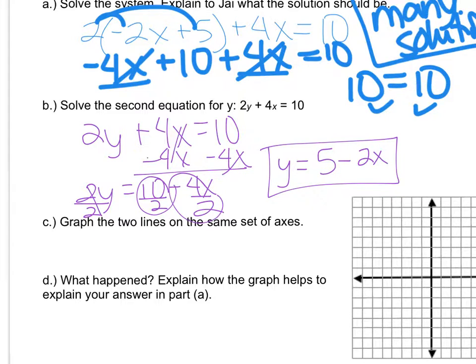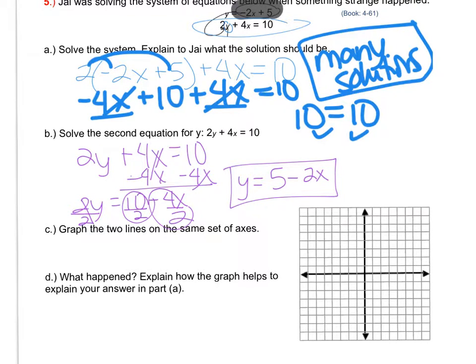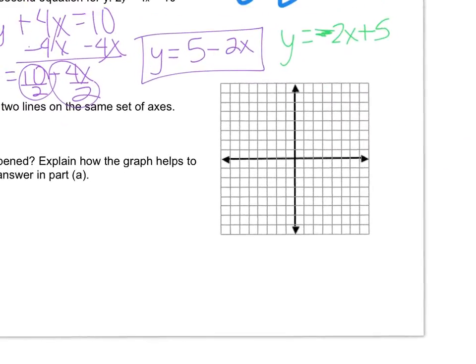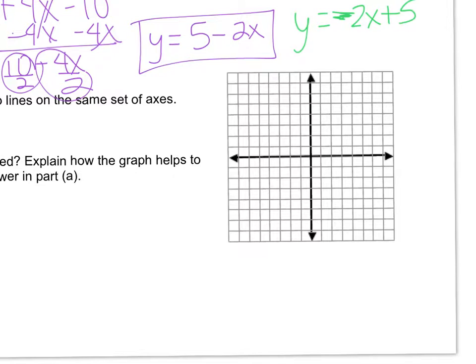So part C, we're going to graph the two lines on the same set of axes. If I take a look back at the top, I see that my first equation is y equals negative 2x plus 5. So I'll start by graphing that one. We have our y-intercept of 5, and we're going to go down 2 over 1. I can plot that point, down 2 over 1, down 2 over 1.